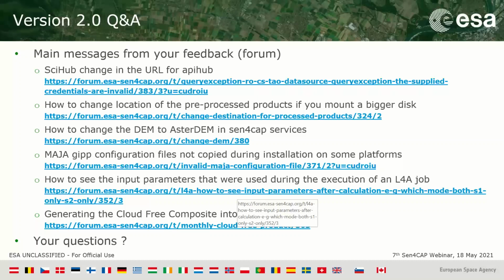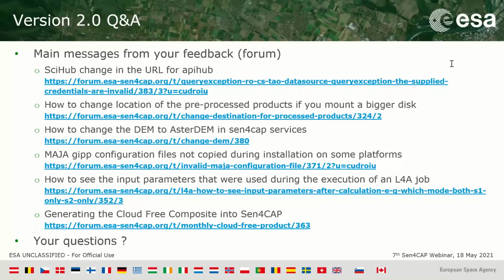And now about the version 2, what we propose. I will give the floor to my colleague Cosmin. He will summarize a bit the main topics that have been discussed so far on the forum. I have listed here all the posts that answer these questions. And then we open the floor to you. You can already ask your questions in the chat if you have. So Cosmin, please. Yes, thank you, Sophie.